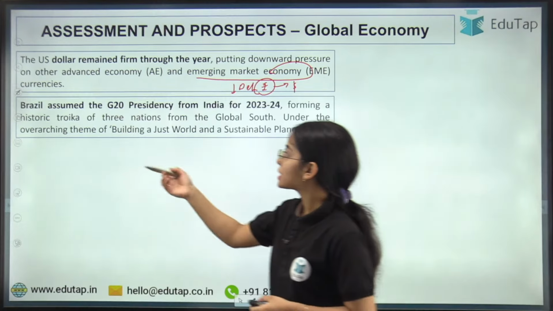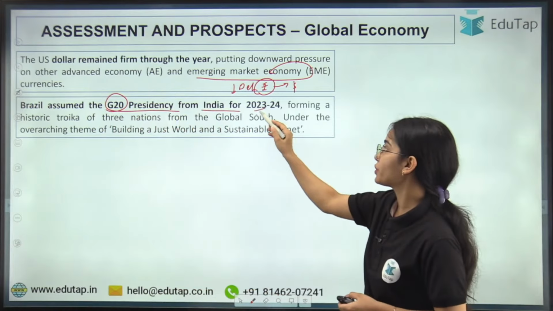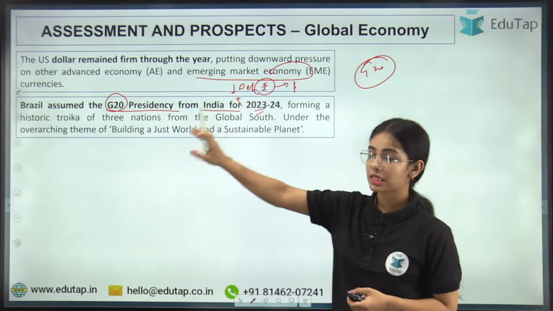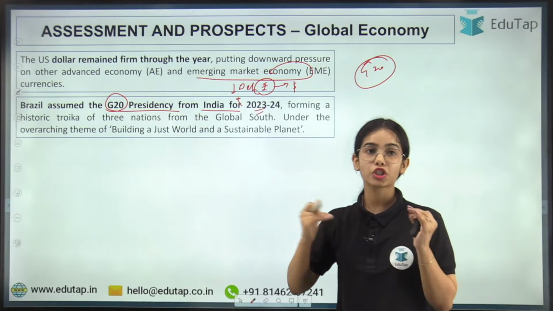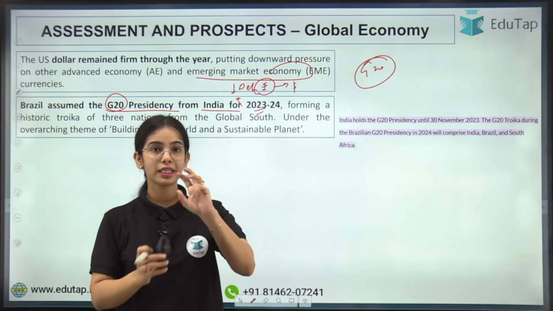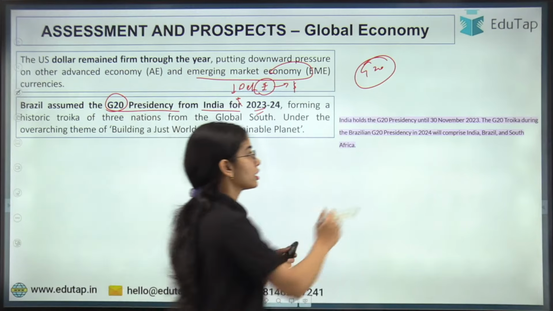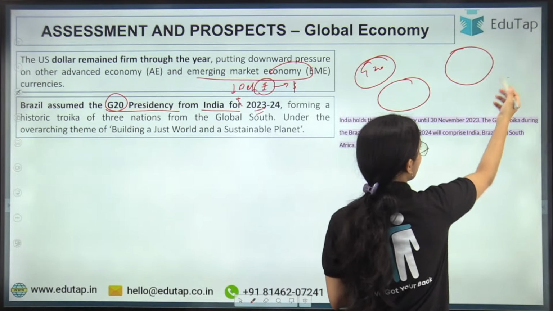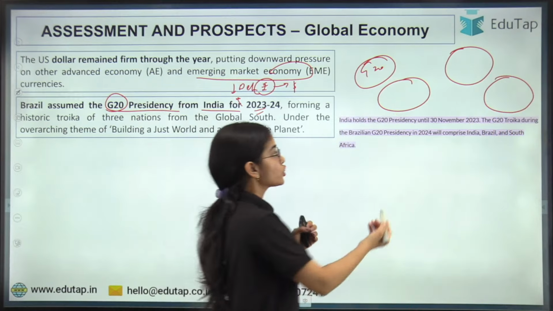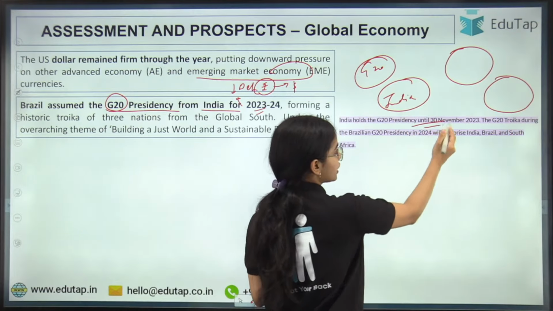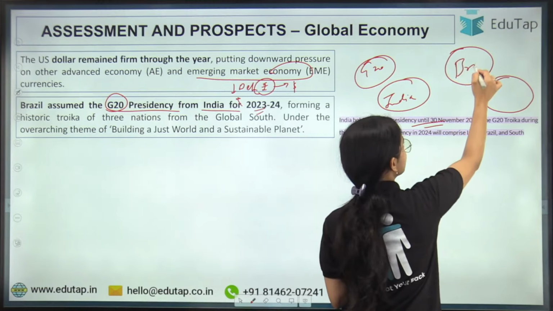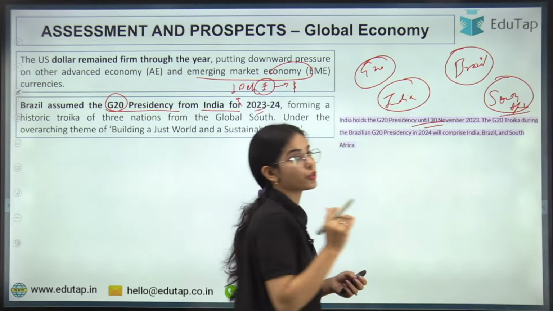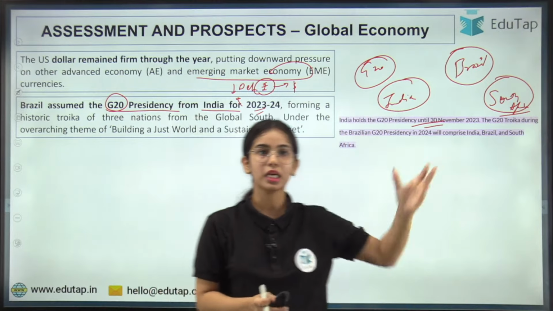Next, Brazil assumed the G20 presidency from India for 2023-24. G20 is the Group of 20. Brazil took the presidency from India, forming a historic troika of 3 nations. Troika means 3 countries: one that held the presidency previously, one that holds the presidency currently, and one that will hold the presidency in the future. India held the presidency until 30th November 2023. After that, Brazil took over, and after Brazil, South Africa is going to take over the presidency of the G20. So this is the historic troika.